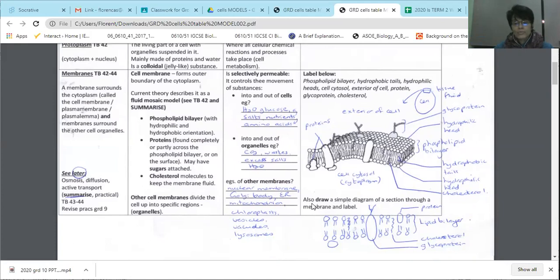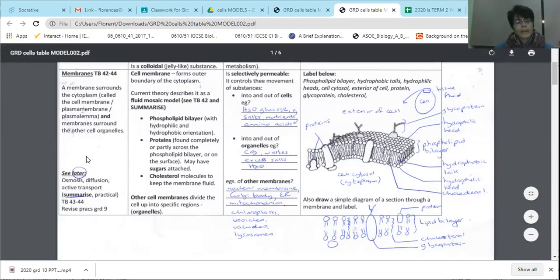And then I said you should also be able to draw a simple diagram of a section through a membrane and label it. So there's the phospholipid bilayer, the sugar, the phosphate glycerol head, the hydrophobic fatty acid chain, the proteins either halfway through, all the way through, or on the surface, and some of them are glycoproteins, and then you've got the cholesterol molecules in between. It just depends how you get asked this. You could be asked to label or explain using a diagram.